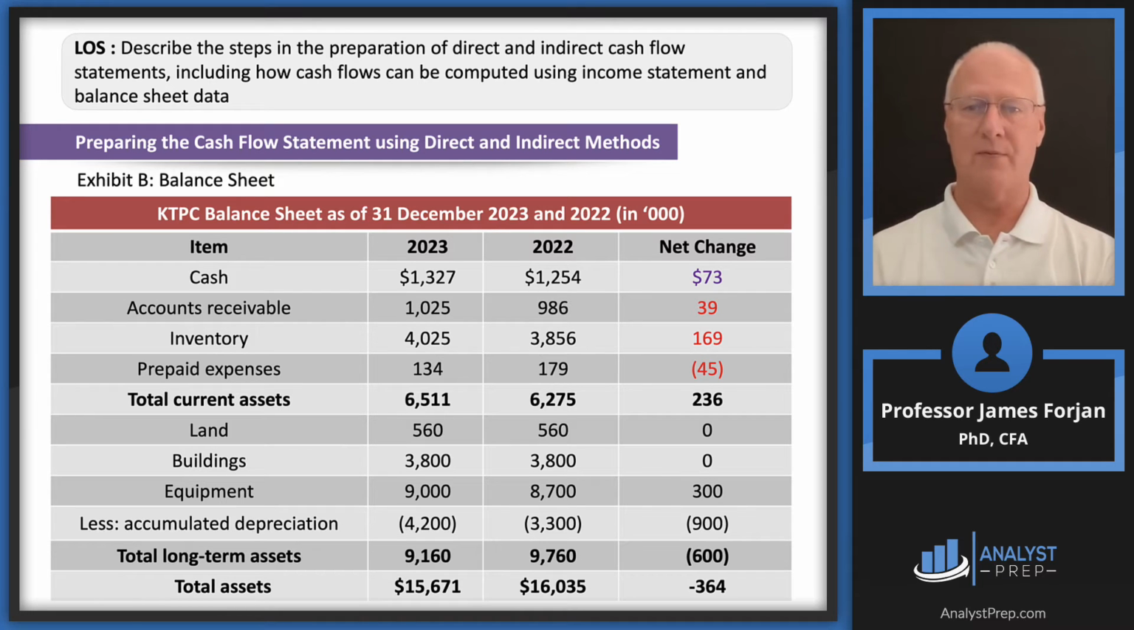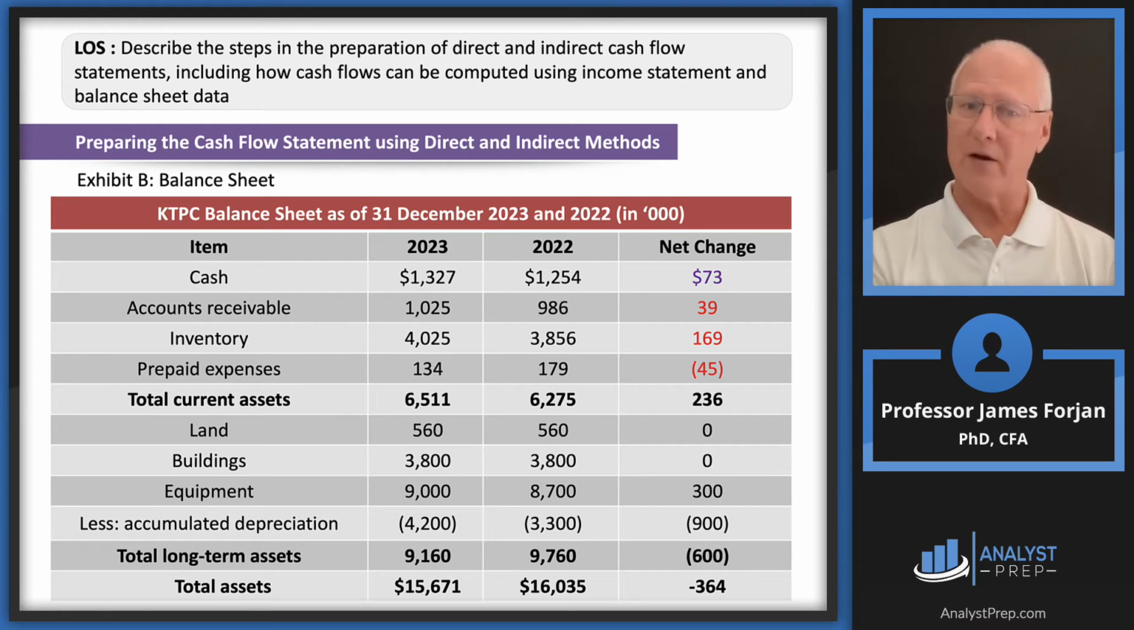And notice what I did for you. We bolded in red some of those changes. We're going to use some of those changes as we go through, I believe it's 6 of these steps, to get cash flow. But what did I say earlier? We have 2022, then we have 2023, and that column over on the far right is the net change.